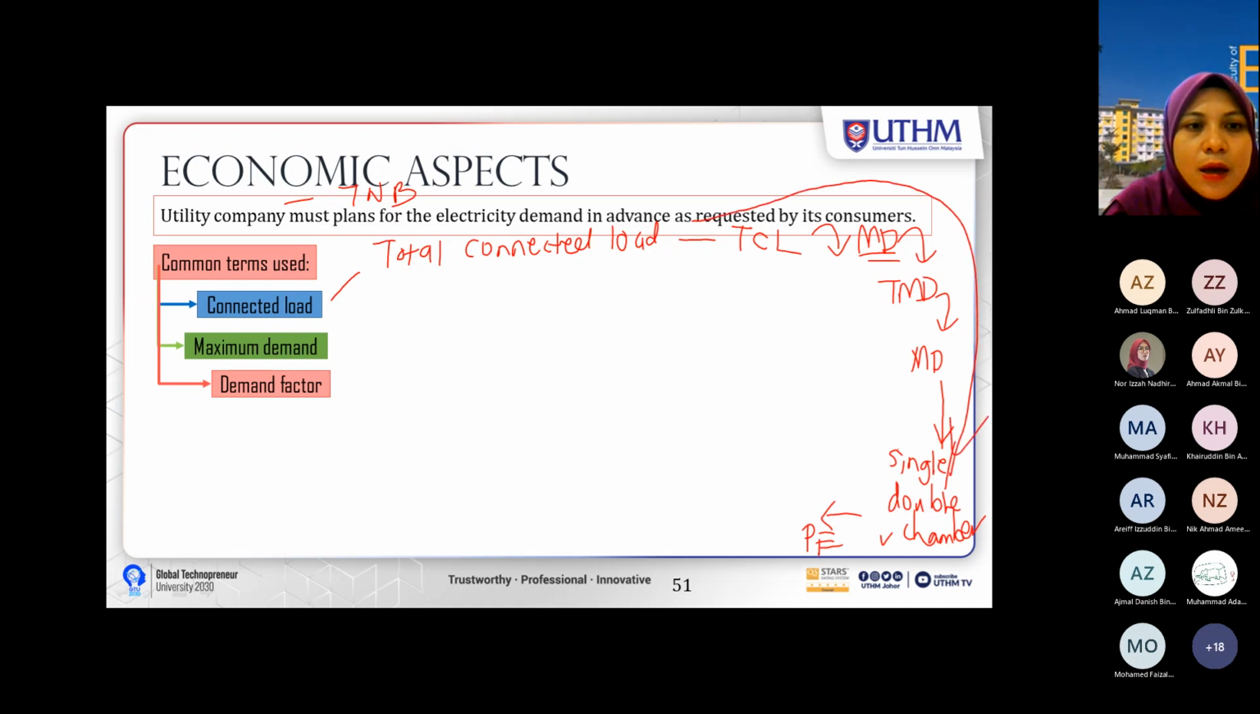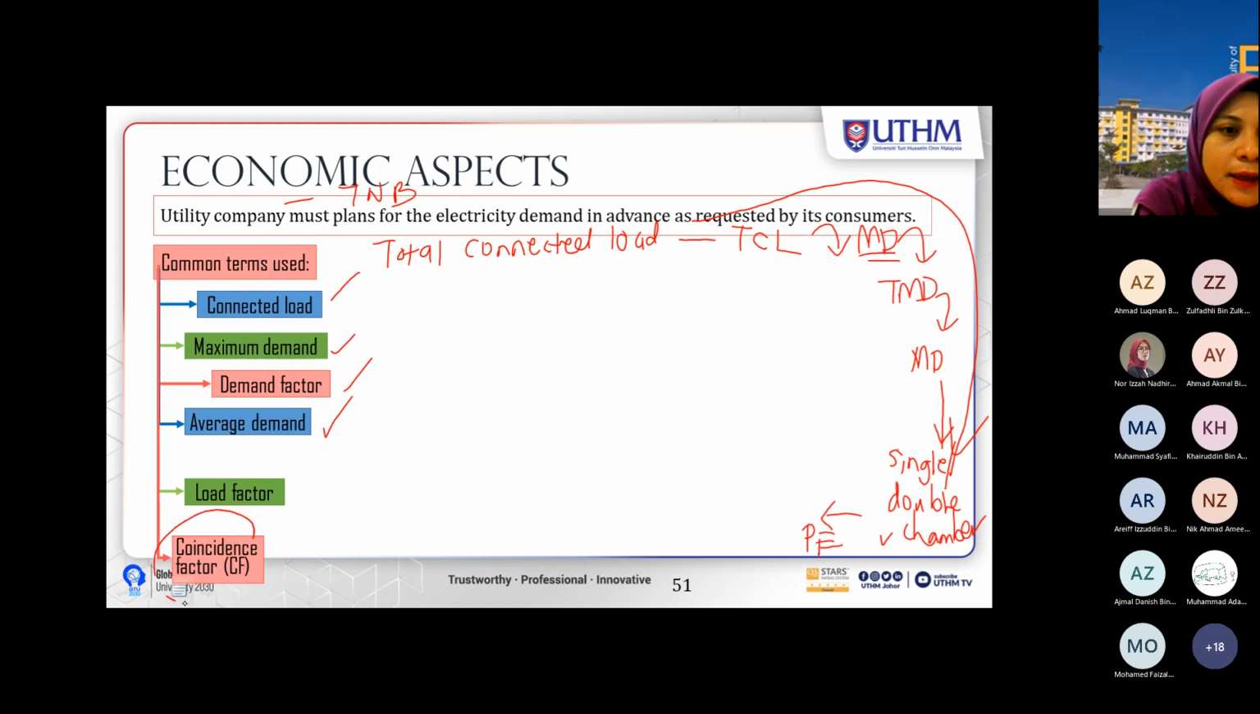Understand? Okay, so you will know about maximum demand, then demand factor, and then average demand. This one is more on the TNB side, because they want to produce the electricity consumption profile, so they need to know the average demand. This one is more on the ST part, the Energy Commission, they need to know. And then load factor. This coincident factor we will use here. Where? Here, the MD of the building.